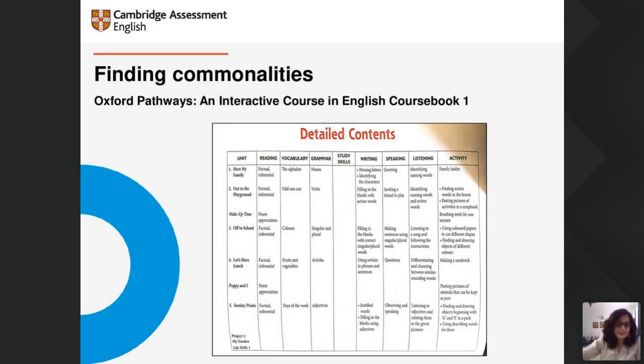Then you have greeting in speaking, you have listening to adjectives and relating them to given pictures, then you have identifying, naming words in listening, and all of these are also covered, or they are also the focal areas of the YLE starters exam. So this is your first step. This is how you locate and map the commonalities. So the first step is locating and mapping the commonalities, right?